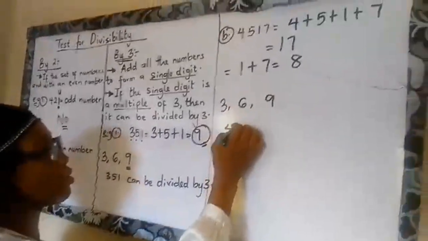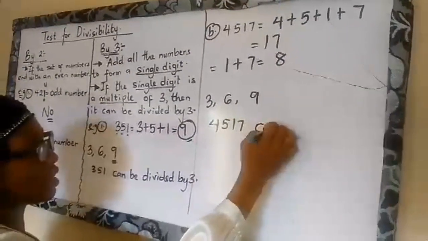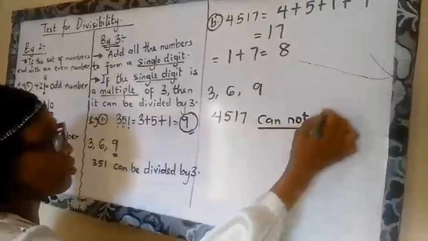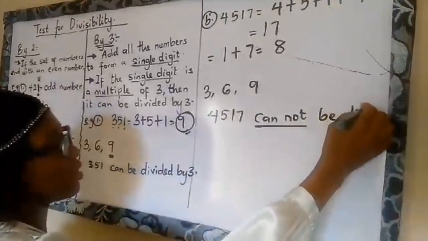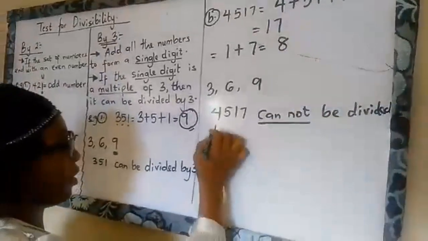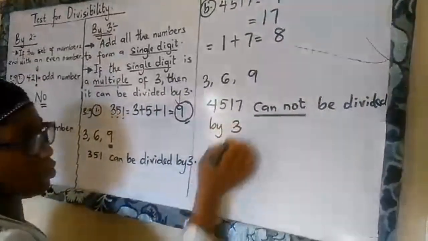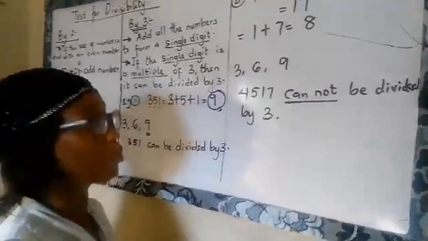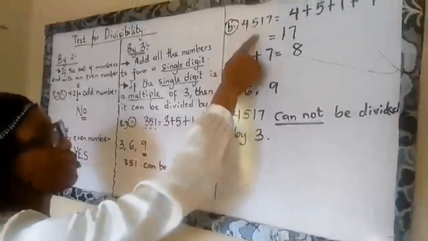So, 4,517 cannot be divided by 3. If you do that, that will give you a remainder, and we don't want remainder. So this cannot be divided by 3.